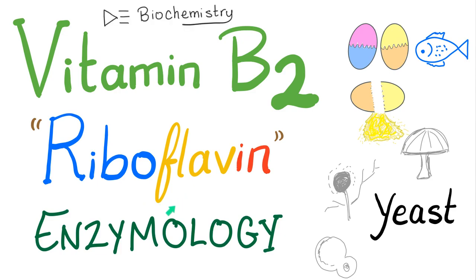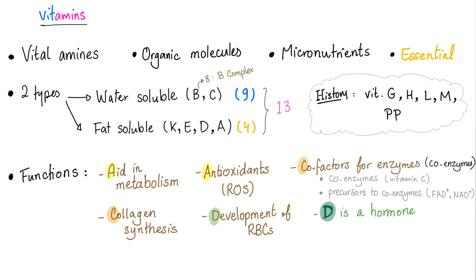We continue talking about biochemistry. In the previous video, we had an introduction about vitamin B2. Today, we'll talk about vitamin B2 and enzymology. Vitamins are cofactors for enzymes, and vitamin B2 is no exception, because vitamin B2 will give you something called FMN and something else called FAD. Both of them are cofactors for many enzymes.